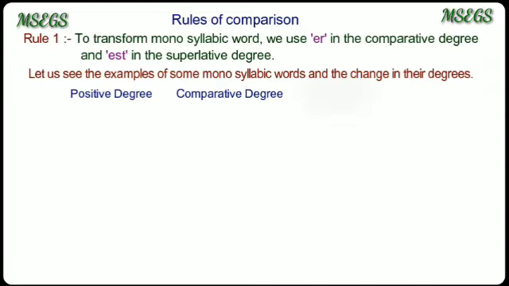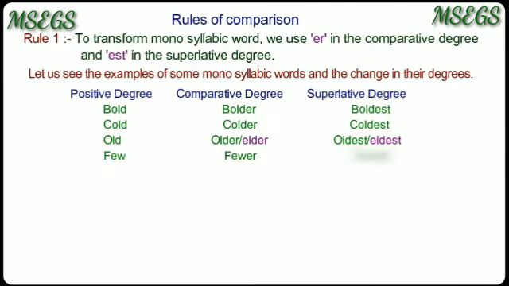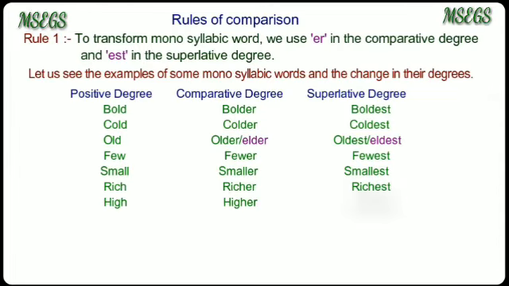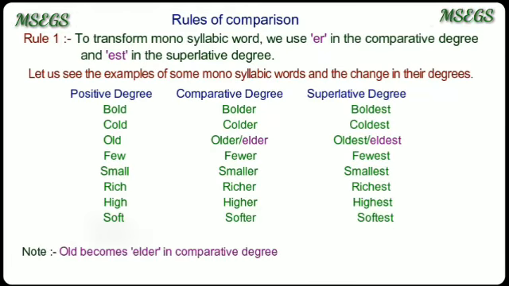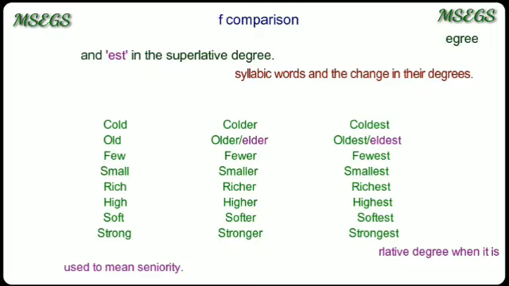Now let us see the examples of some monosyllabic words and the change in their degrees. Bold becomes bolder in comparative degree and boldest in superlative degree. Likewise, cold, colder, coldest. Now here you can see that old becomes elder in comparative degree and eldest in superlative degree when it is used to mean seniority. So you can note down all the examples from here.